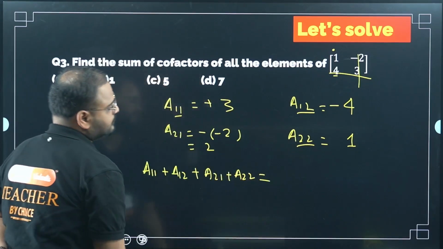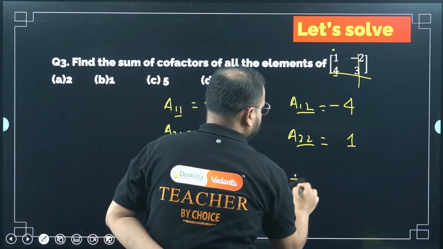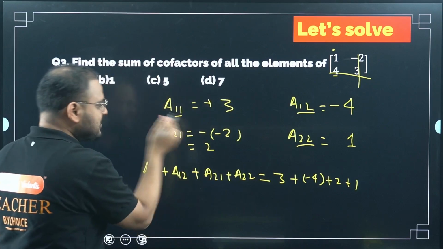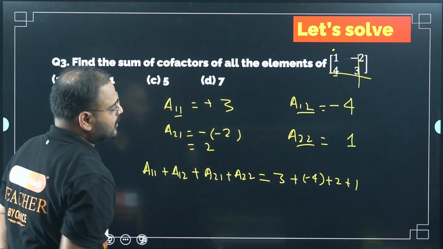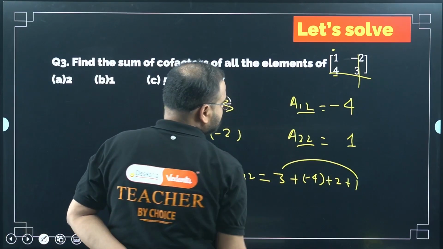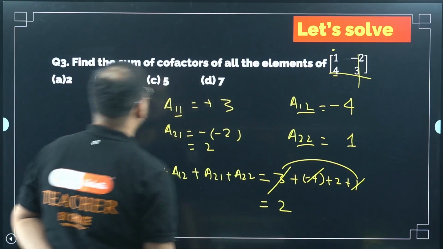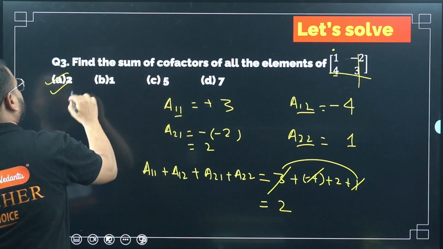That's what they're asking us. Let's do it. Correct? 3 plus minus 4 plus 2 plus 1. So this is 3 plus 1, which is 4. So this and this will cancel each other. So the answer is 2, option A. Option A is your correct answer.